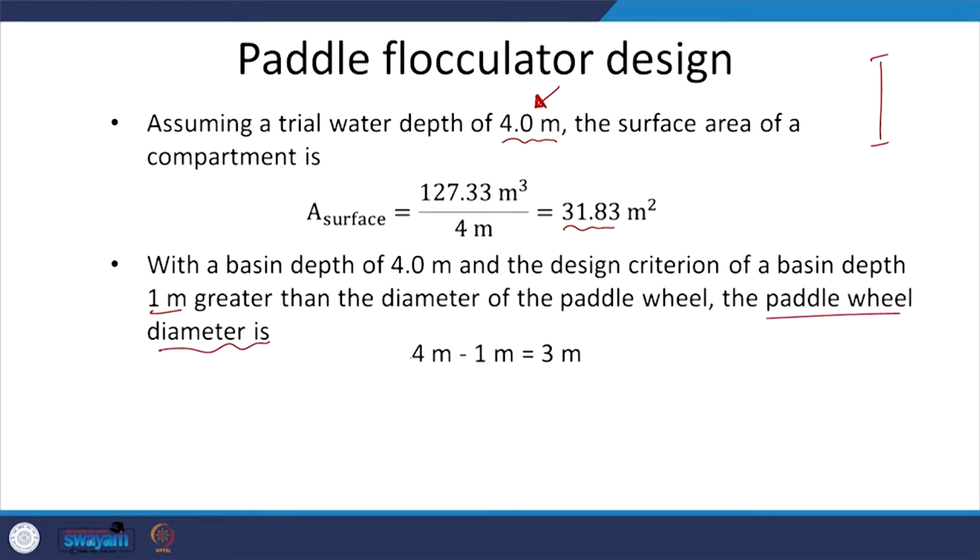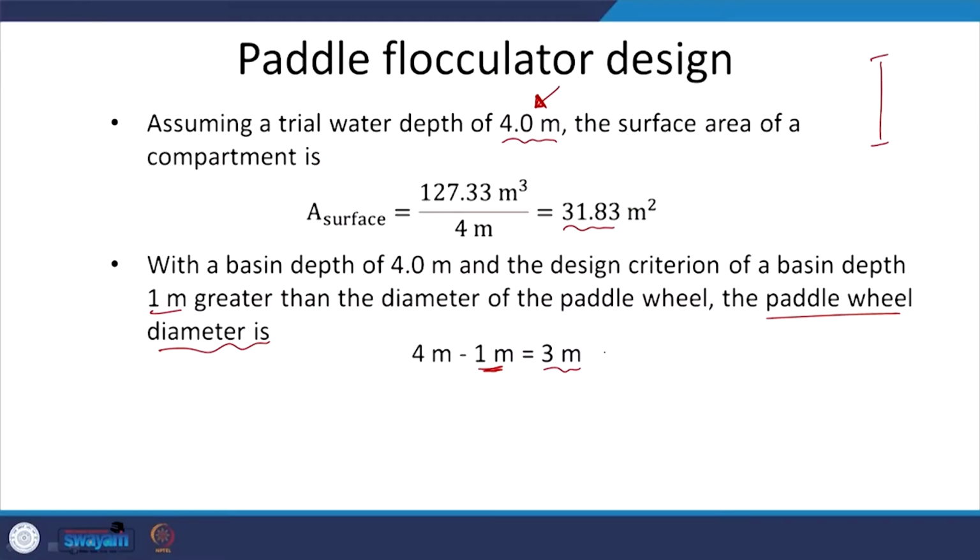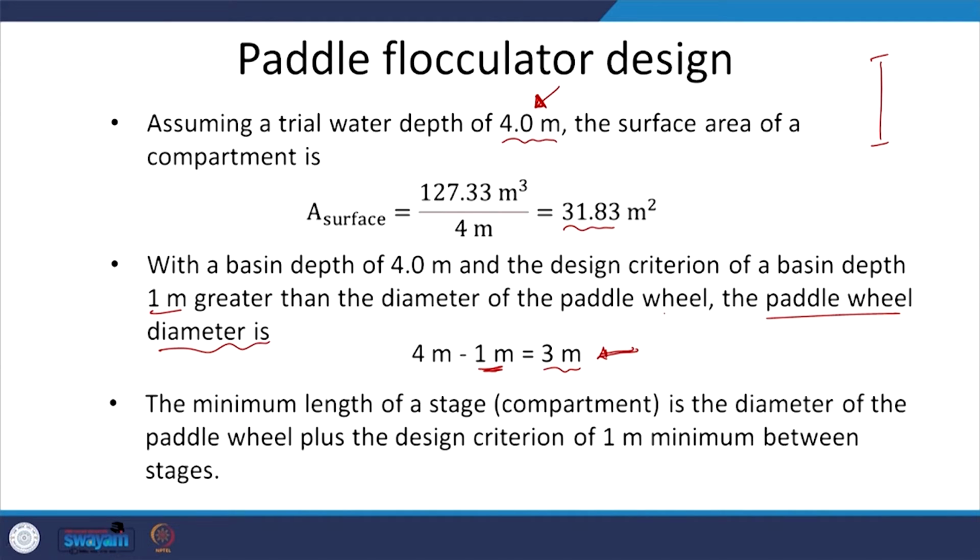So obviously I get this information from the table. Another way to go around it is to first look at the diameters of the paddle wheels which are available to you, and then look at the clearance and depth. It depends also on being able to find what you want, so it cuts both ways. Here we are taking the other approach where we assume everything is going to be available to us. The minimum length of a stage or a compartment, right?